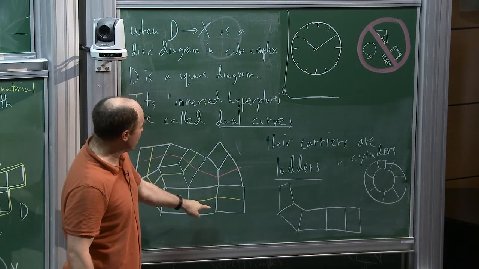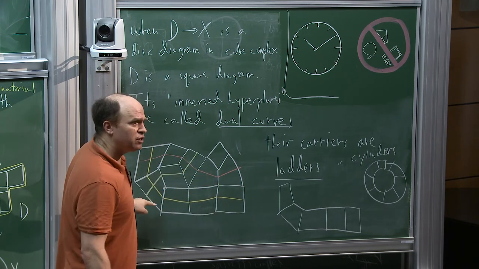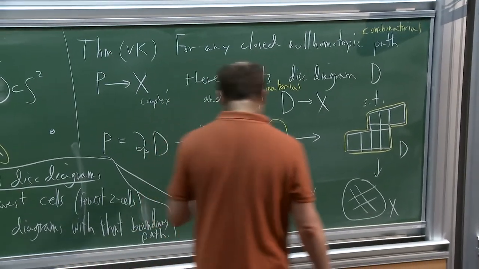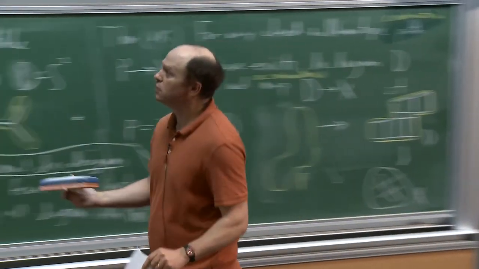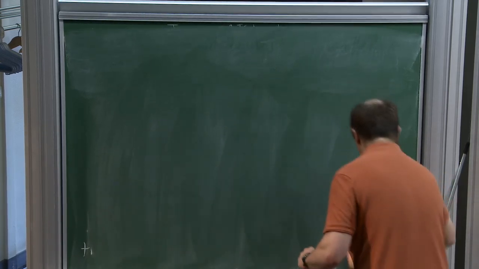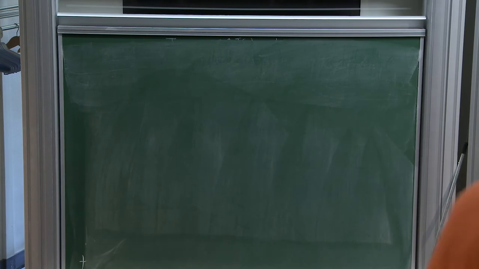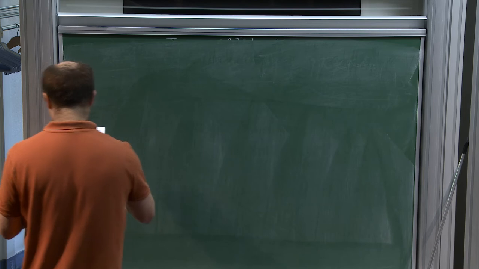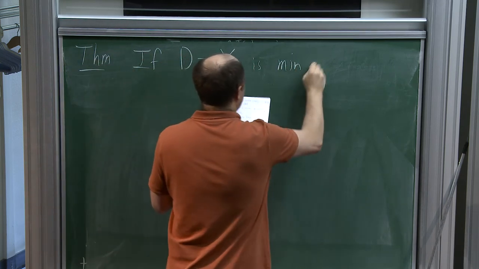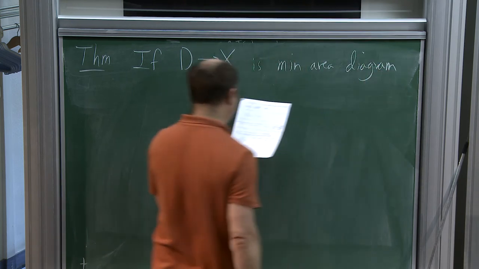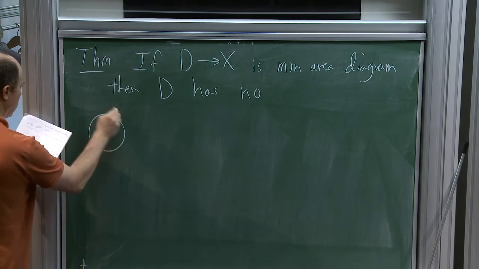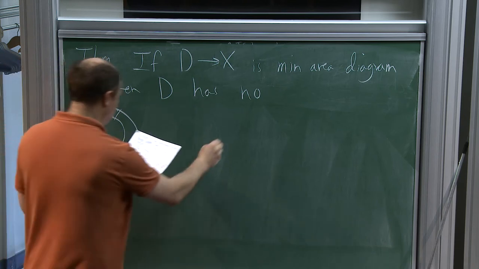Okay, and we're talking now about these dual curves, which are these immersed hyperplanes in the disk diagram. So it's just a two-dimensional cube complex over here. So let's state a quick theorem. That if D to X is a minimal area disk diagram, then D has none of these, and there are four configurations that we want to draw your attention to.